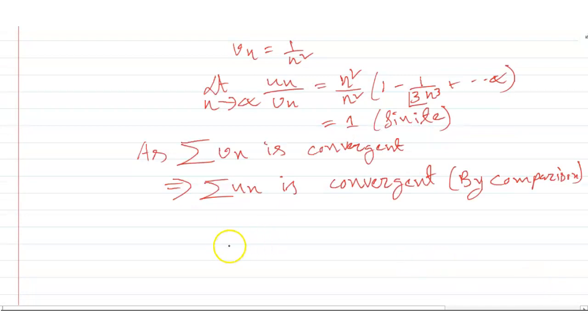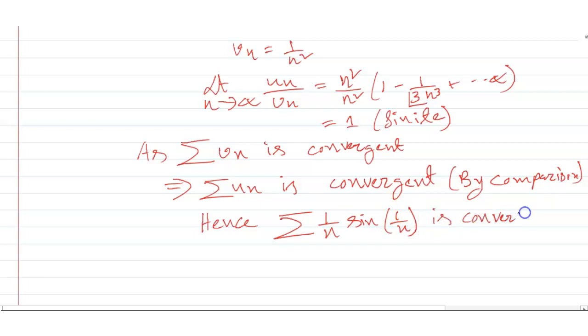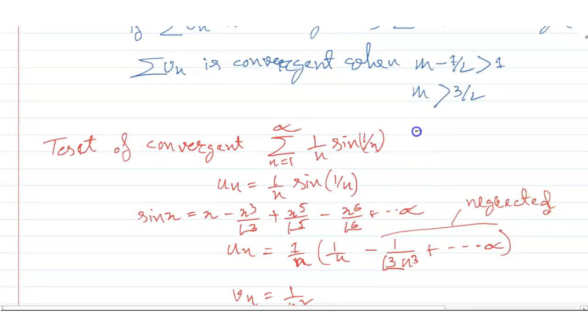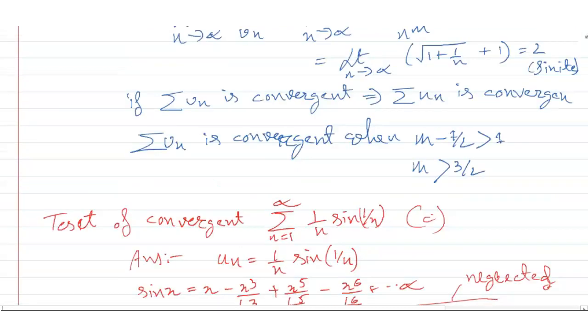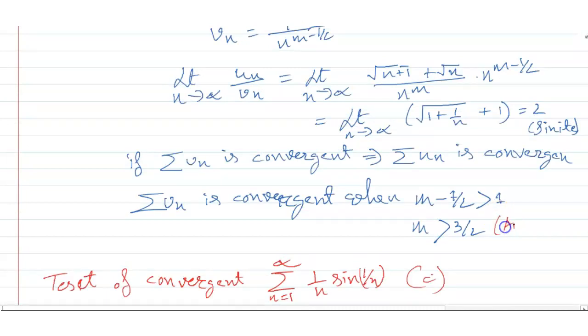So hence summation 1 by n sine 1 by n is convergent. So friends, I solved this problem. So my series answer is C. I will try this answer, and this answer is 3 by 2.